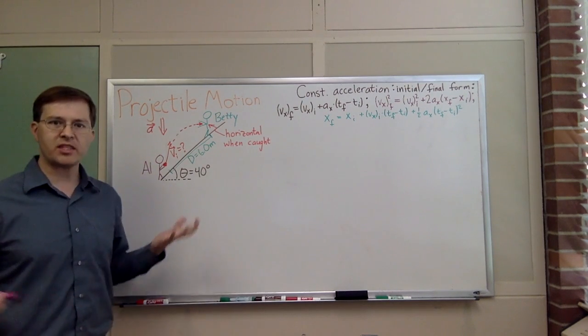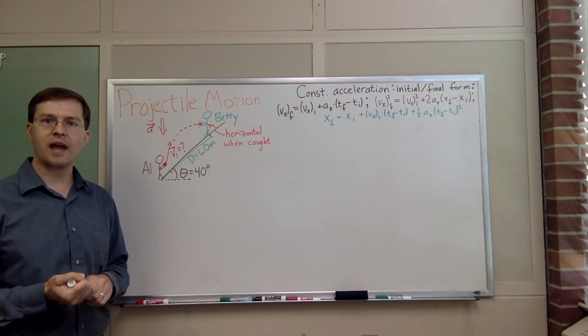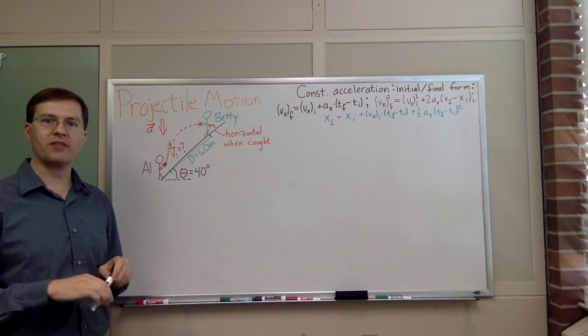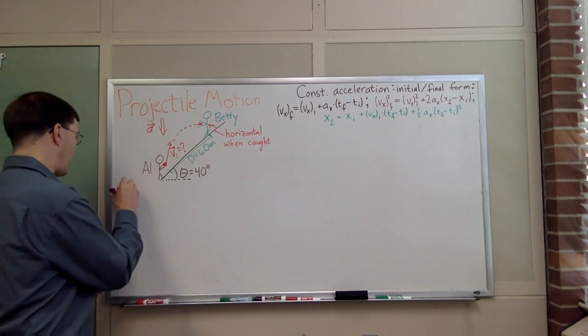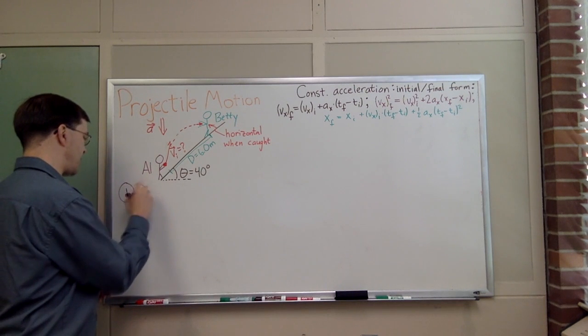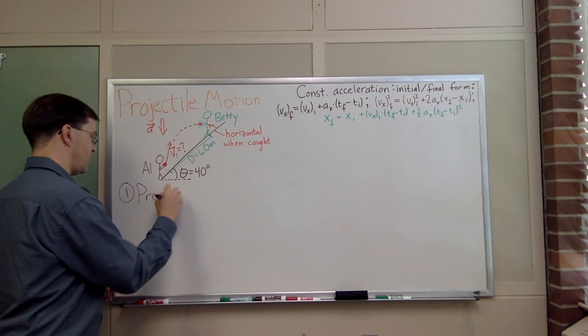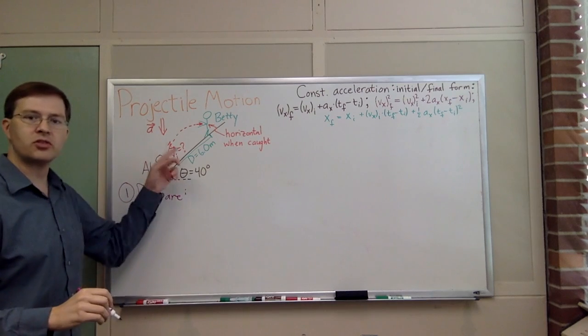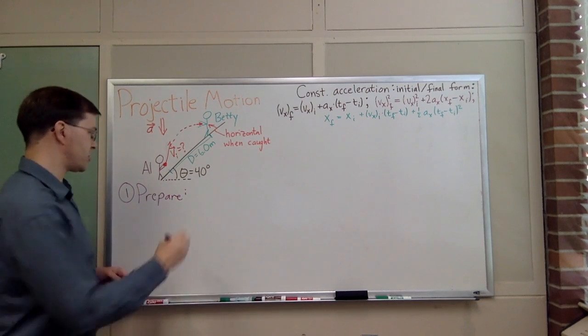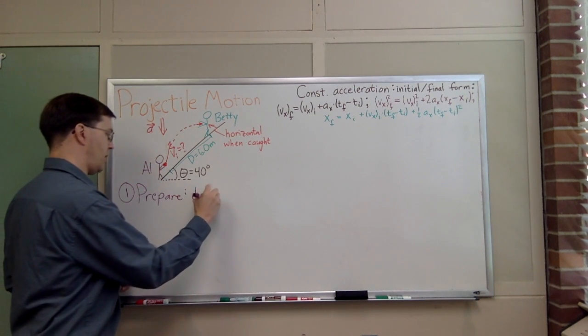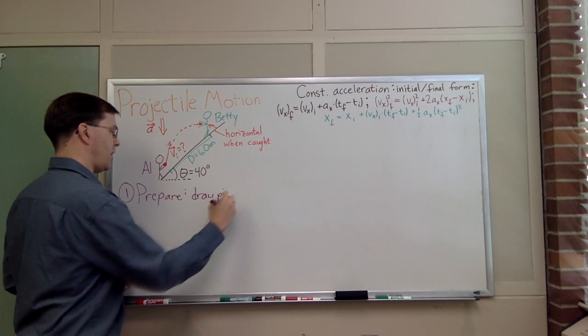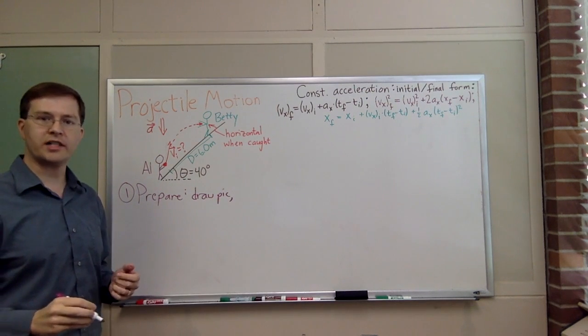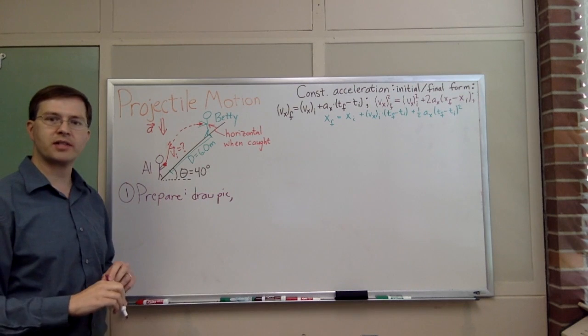All right, so this is my problem, and to solve this, I'm going to apply our usual problem-solving strategy in physics. And step one of that strategy is always the prepare step. Prepare, that means you draw a picture. I've already drawn the picture, that's good. I draw a picture, but then I'm also going to choose coordinates. Choosing coordinates is part of the prepare step.